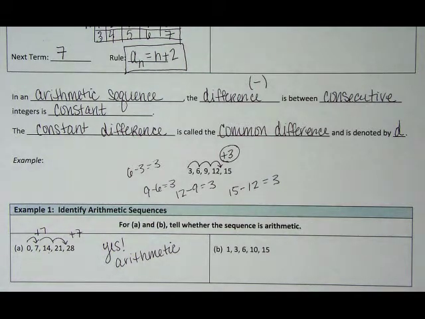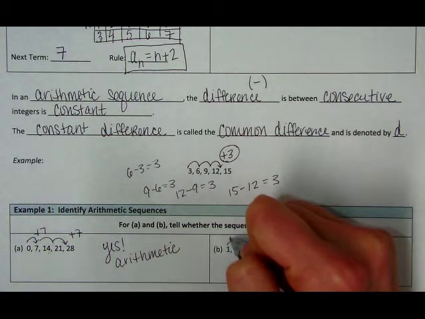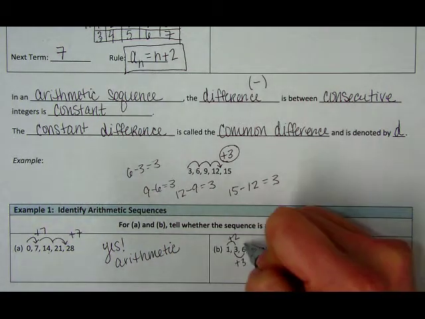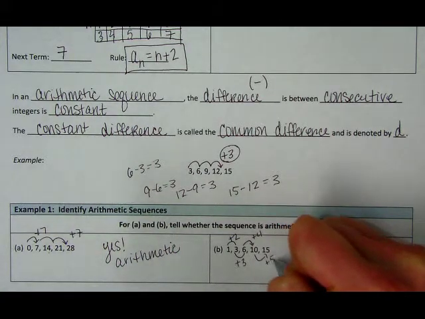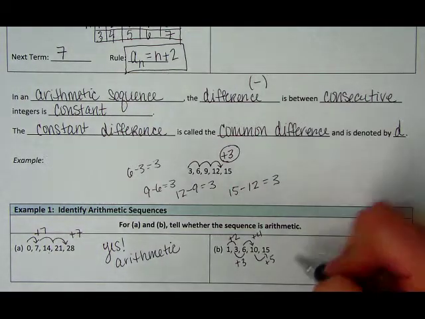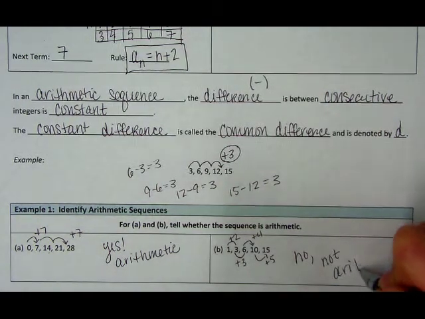And letter B, let's double check. From 1 to 3, we're adding 2. From 3 to 6, we're adding 3. From 6 to 10, we're adding 4. From 10 to 15, we're adding 5. So because we are getting bigger in this sequence, but it's not constant, we don't have a difference of a constant number between our consecutive values. So in this case, this is no, not arithmetic.